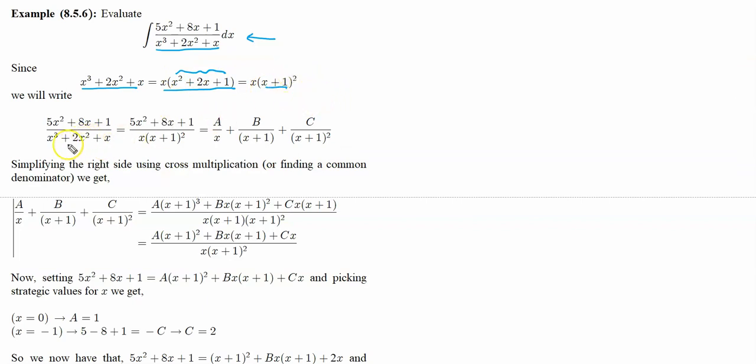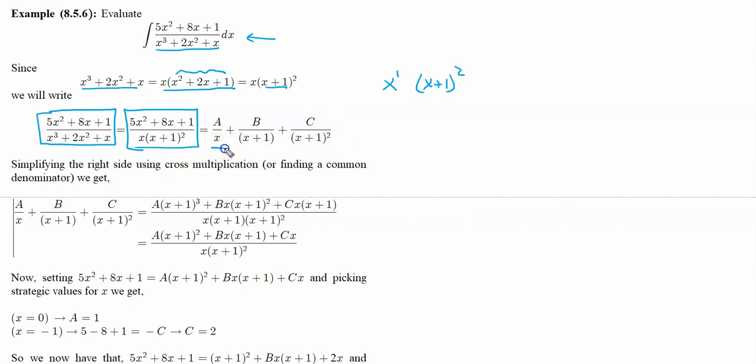Okay, so then our integrand right here can be written like this, where the denominator is now factored. The denominator has 2 different linear factors. It has x and (x + 1) squared. For the x, that's just x to the first power, so all we need is A over x. For the (x + 1) squared, we're going to need B over (x + 1) plus C over (x + 1) squared.